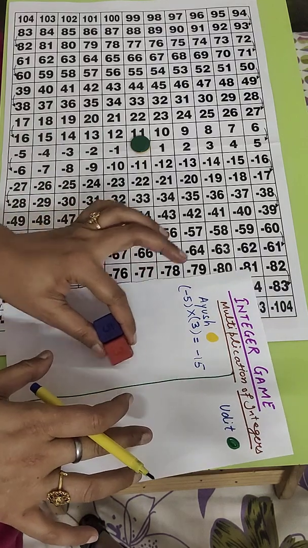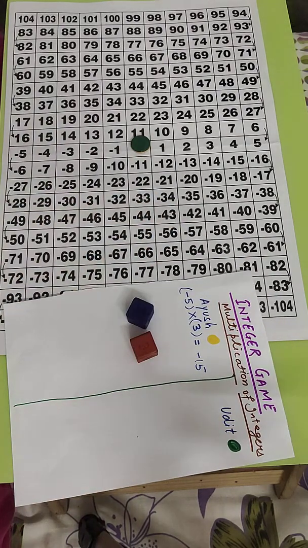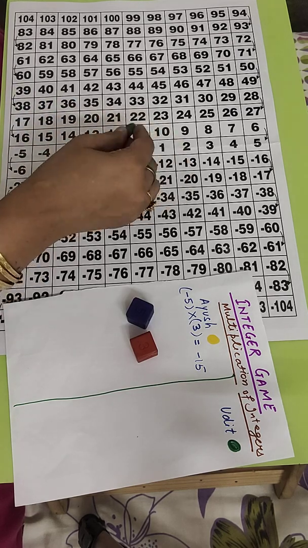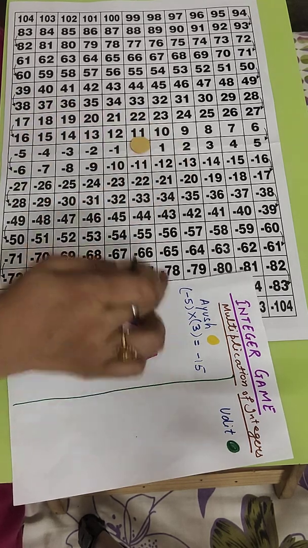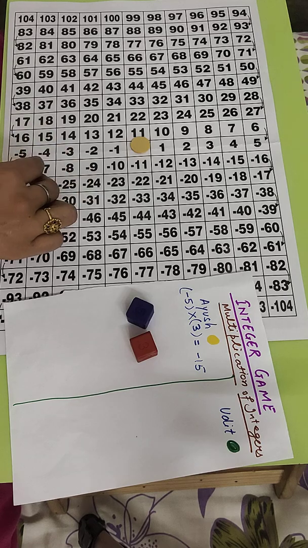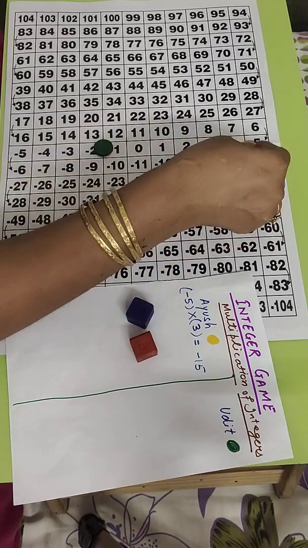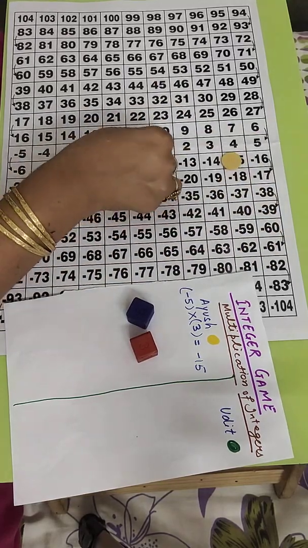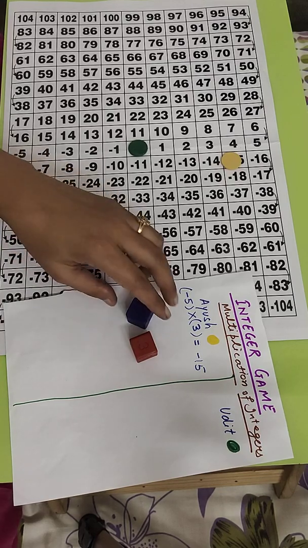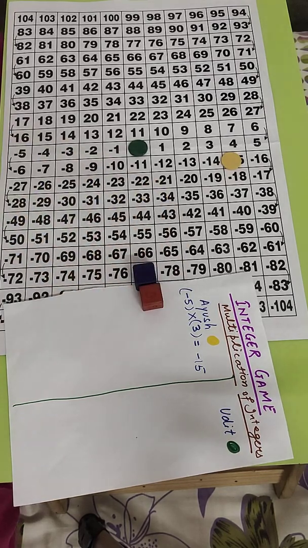So what to do now? As the turn is of Ayush, Ayush has to move 15 steps towards the negative integers. So if we start from 0, after moving 15 steps, Ayush will come. Ayush's color is yellow. Ayush will come at minus 15. Okay, now the turn of Udit will come.